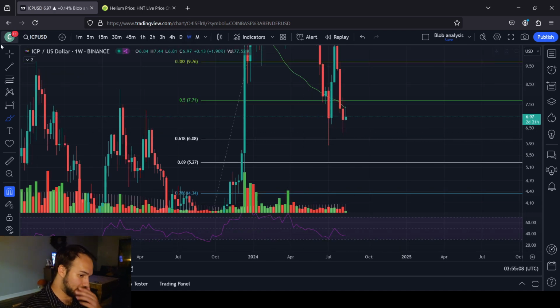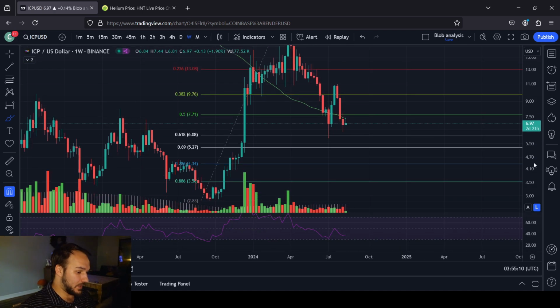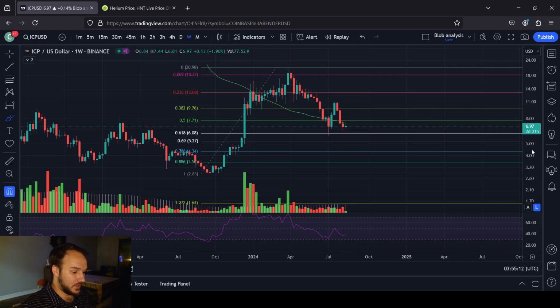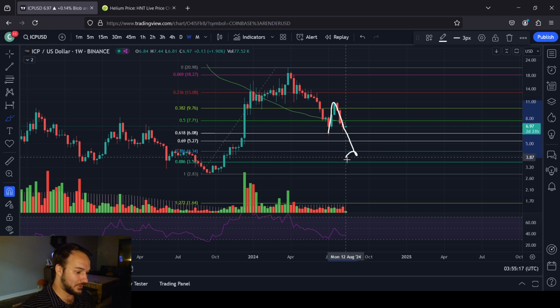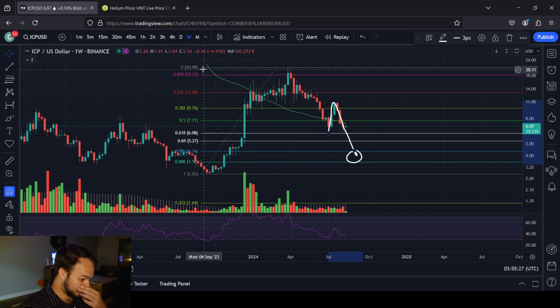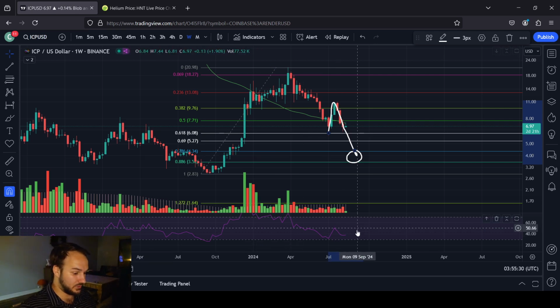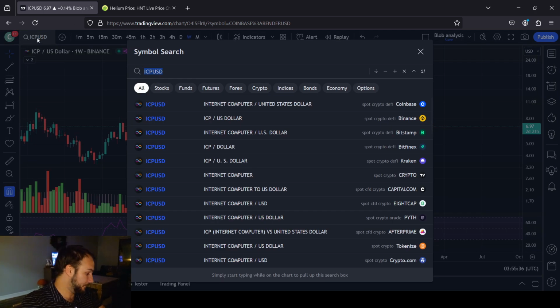Let's call for prices at least down to $6.08. If not, $5.27. This is a very similar move to the last one. Again, 618 to your 382, very common, and then down to your 786, 886. So ICP could be moving down to 3.55, if not 4.34, somewhere in that area. It's very possible, and the weekly RSI wouldn't disagree with that at all. Time will tell.